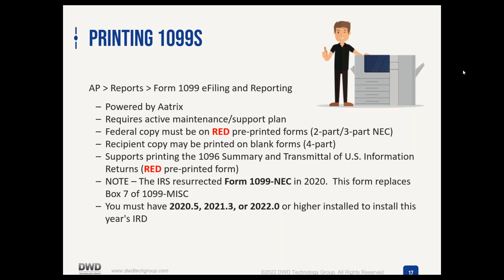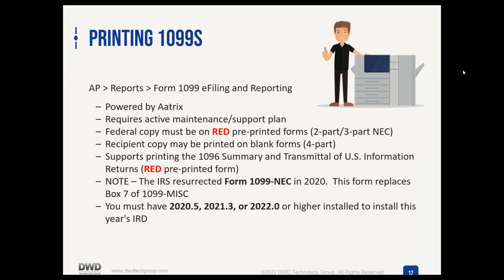So the 1096, that summary form, if you're doing the different iterations of 1099s, that also requires the red pre-printed form if you are mailing those forms to the government rather than e-filing.